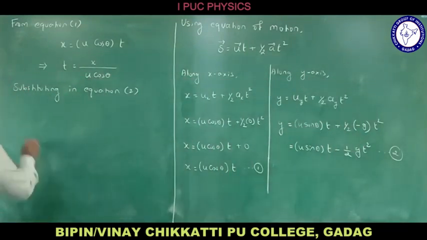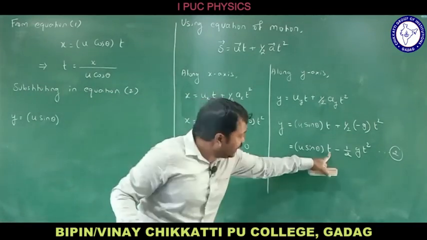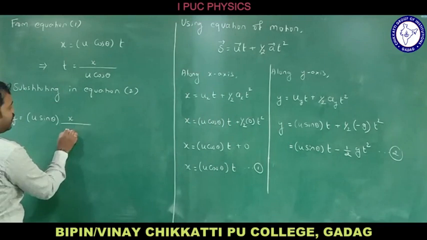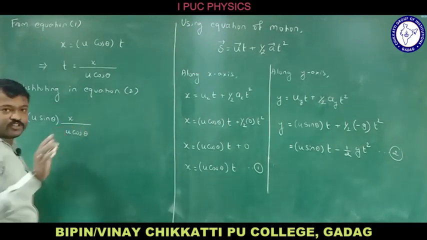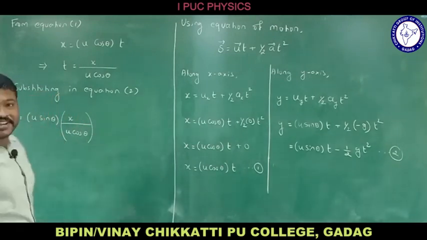y is equal to, what is that equation? u sin theta. So let's take it like this, u sin theta. Instead of t, I'll be writing this term. What is that term? x divided by u cos theta. Understood? Instead of writing t, I am writing x divided by u cos theta.